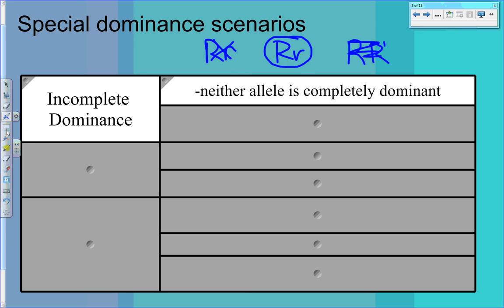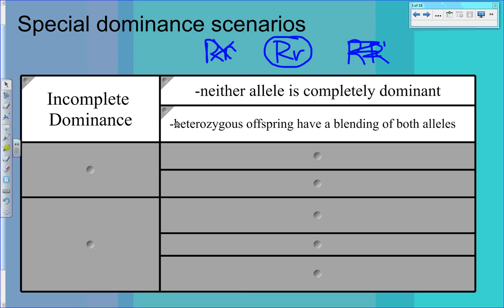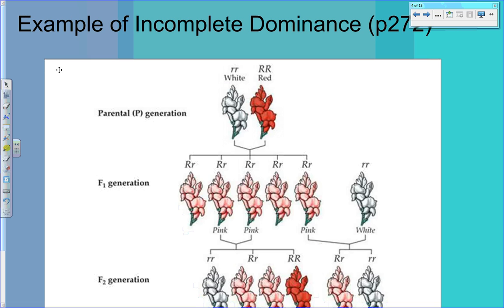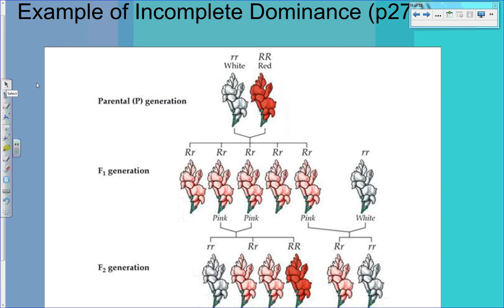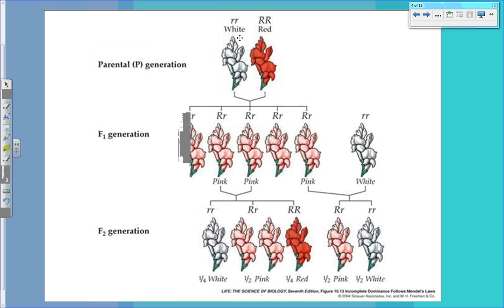One way that you can do that is by noting that a heterozygous individual, so in this case big R, little r, would have a blending of the two traits that are represented by those alleles. So if big R represents one thing, little r is another, if you get one of each, they would blend those two together. So here's an example. This is probably the most famous example. If we look at snapdragon flowers here, homozygous little r codes for white snapdragon flowers, whereas big R gives you red snapdragon flowers.